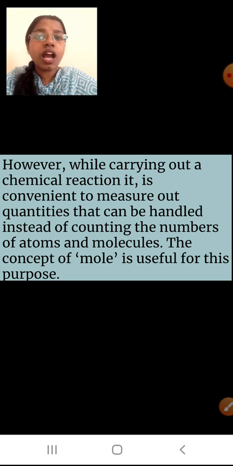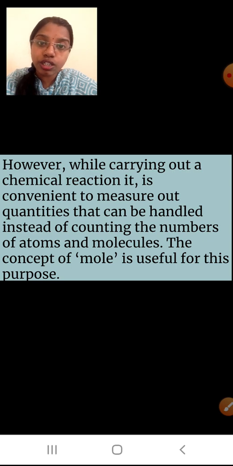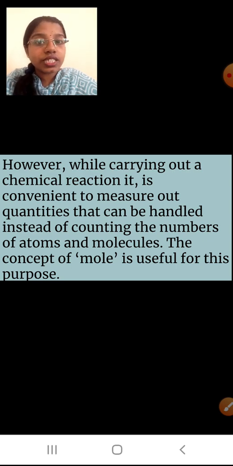However, while carrying out a chemical reaction, it is convenient to measure out quantities that can be handled. Means we can easily calculate the quantity which we are handling instead of counting the number of atoms and molecules. Means if I am doing some reaction, I can take a chemical and weigh it, but I cannot tell how many atoms and molecules I can count in that chemical. No, the concept of mole is useful for this purpose. So when I want to calculate how many atoms and molecules are reacting together, which concept will I use? I will use the concept of mole.